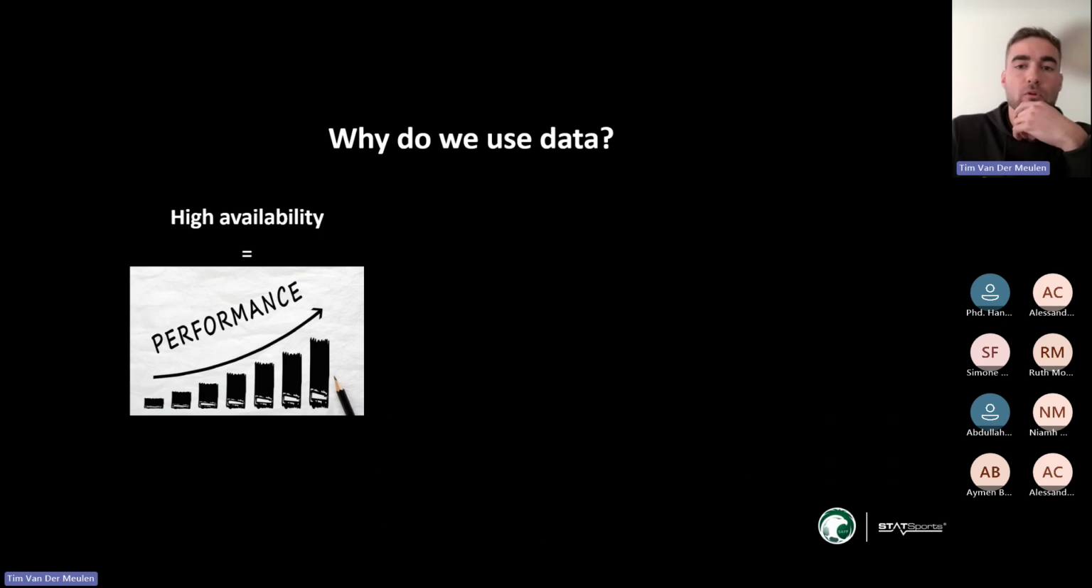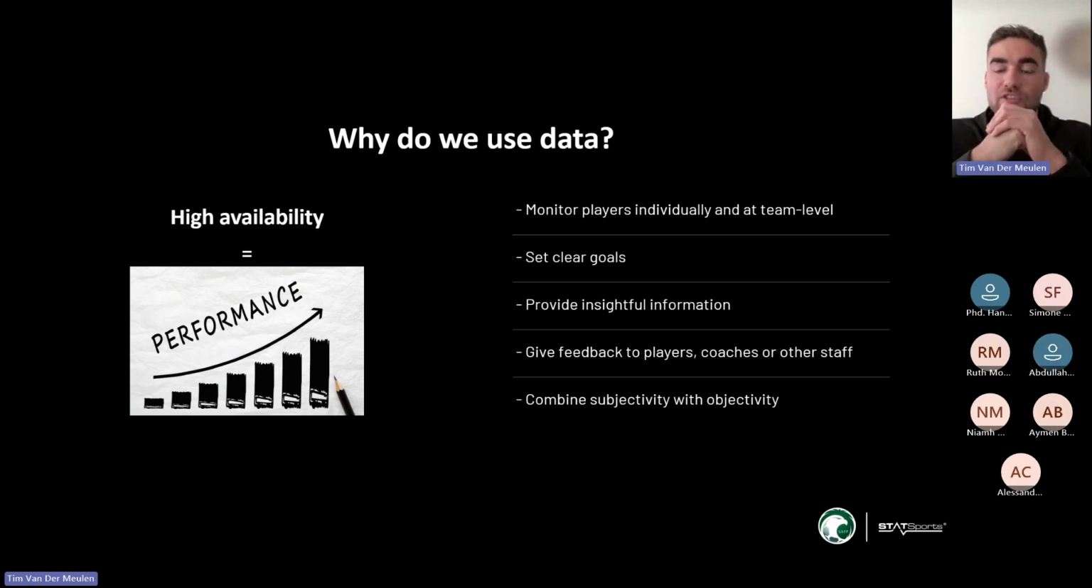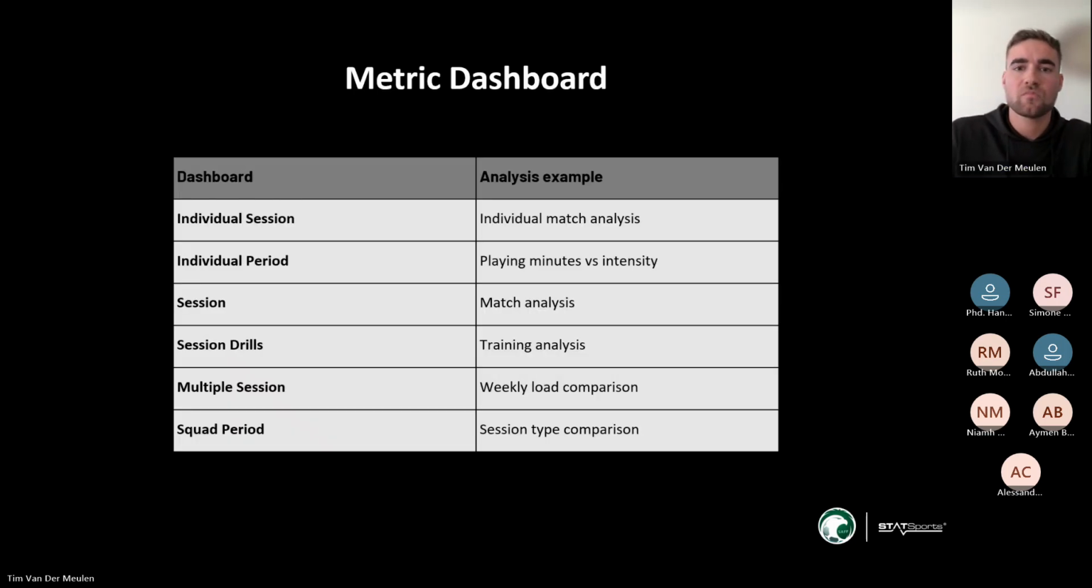And with data, you're able to monitor your players individually, and at the team-based level, you're able to set clear goals. You can provide insightful information. And with that insightful information, you can give feedback to your players, to your coaches, or other relevant stuff. So at the end, it's all about combining that objective data with your subjective feelings in order to make the best decisions possible.